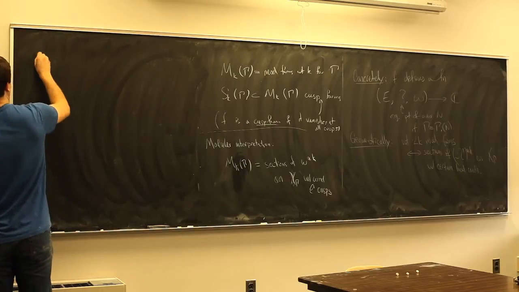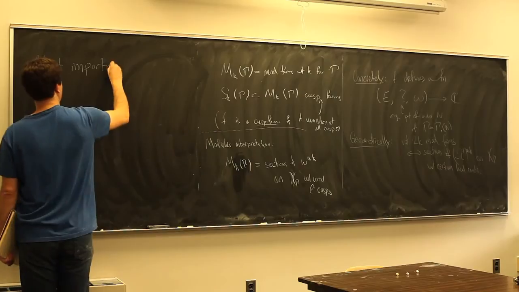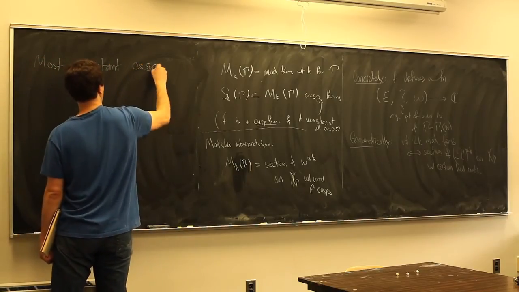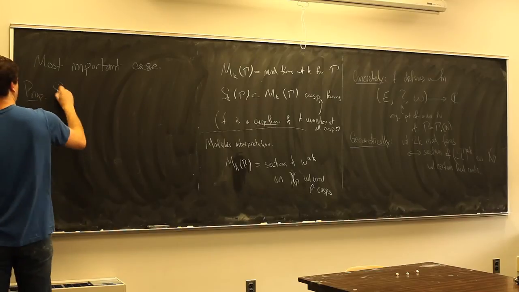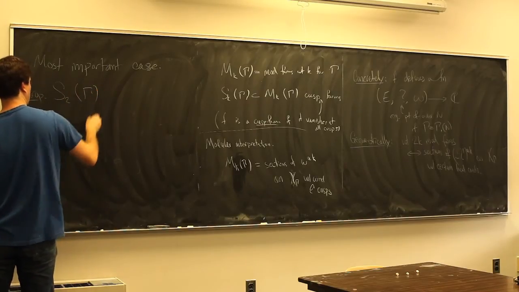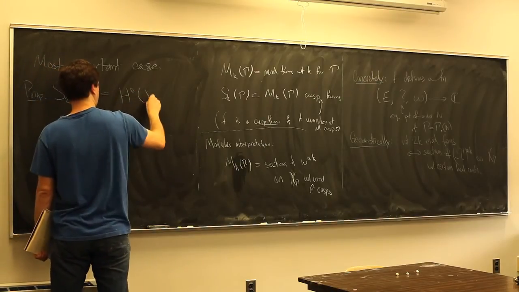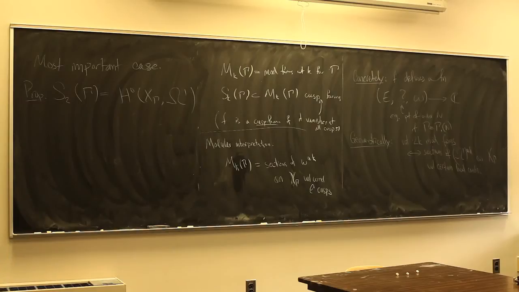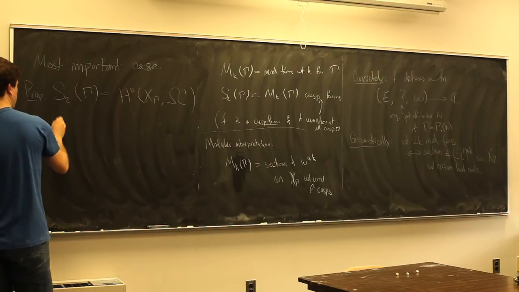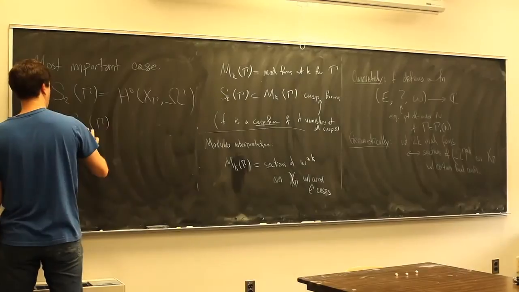So, the most important case. I'll state it as a proposition. Cusp forms of weight 2 for gamma correspond to holomorphic differential forms on X_gamma, everywhere holomorphic. This means that the dimension of the space of weight 2 cusp forms is the genus of X_gamma.